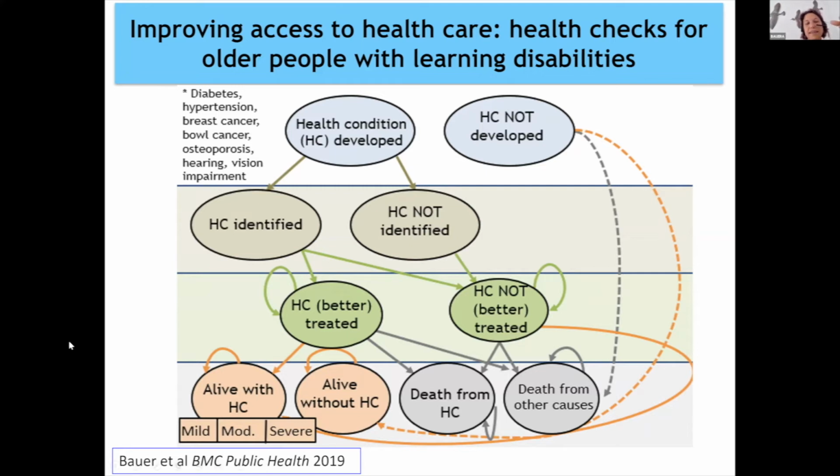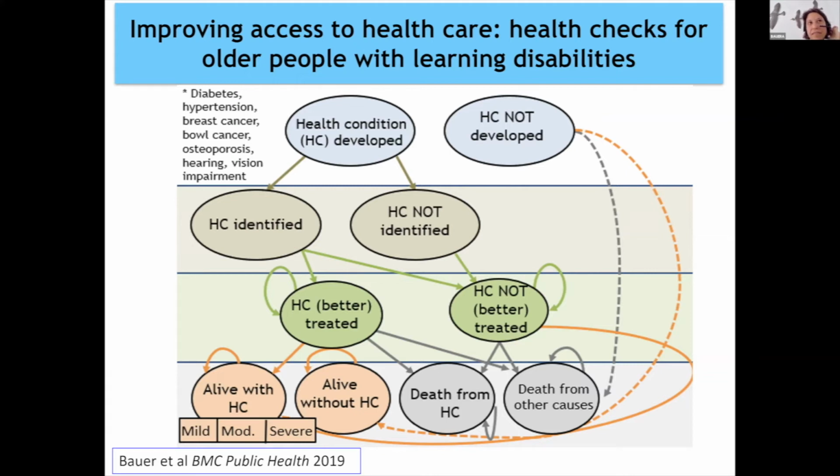And each state has a specific cost and quality of life rate attached to it. Then, altogether, at the end of the one-year cycle, people could either be alive with a health condition, alive without the health condition, or dead at that point, either because they died from the health condition or because they died of other causes.